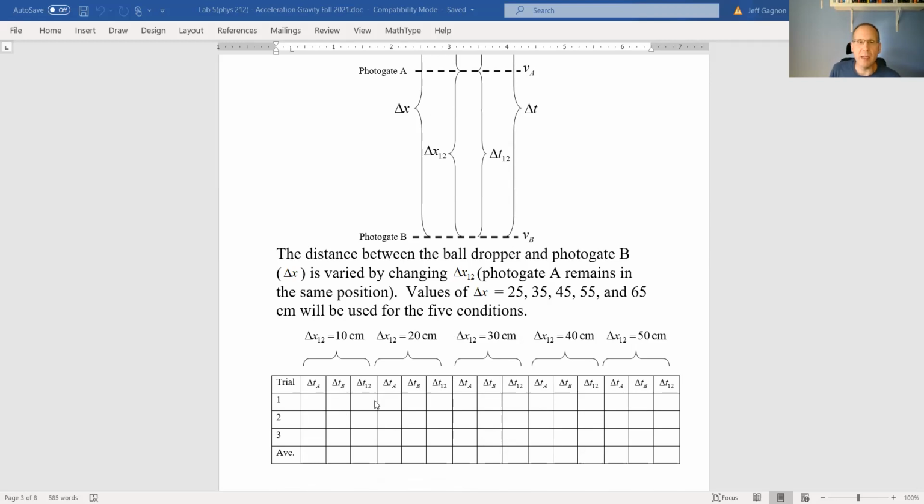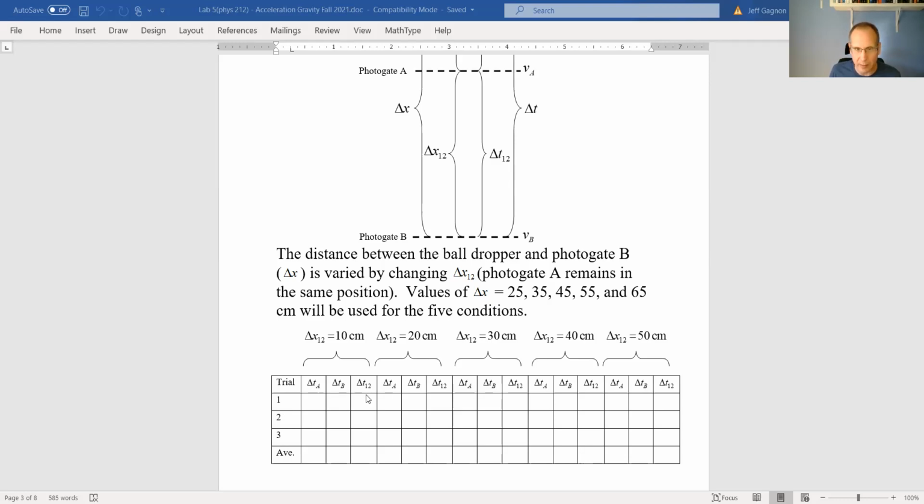Okay, now what do these represent? So again, this is the first condition, when photogate B is 10 centimeters below photogate A, right? There are 3 trials. I'm going to have you do 3 trials. And what you're finding is 3 times. And actually you're doing a single ball drop. So you're dropping the ball once and you're finding 3 different values with one single ball drop.